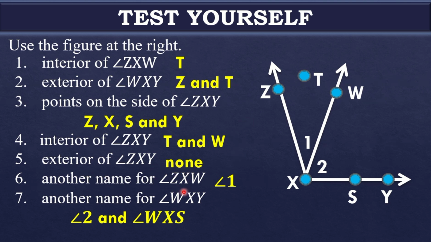And then, another name for angle ZXW. Anong iba pa niyang pangalan aside from that? Angle 1. And then, another name for angle WXY. Okay, so pwede siyang angle 2 or pwede rin pong WXS. Kasi pag sinabi nating WXY, ito yung angle nun. Pag sinabi nating WXS, ito pa rin yung angle nun. At pag sinabi nating angle 2, ito pa rin yun. So, this is another name also for angle WXY.